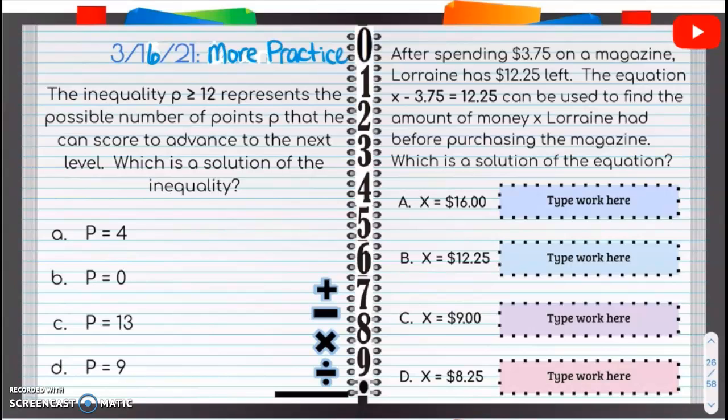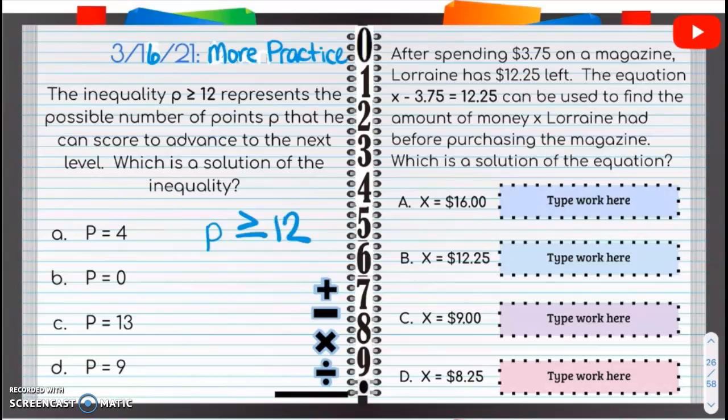All right, so for more practice, our inequality of P is greater than or equal to 12 represents the possible number of points, P, that he can score to advance to the next level. So which is a solution to this inequality? Which one is going to be an answer? What number is bigger than or equal to 12?